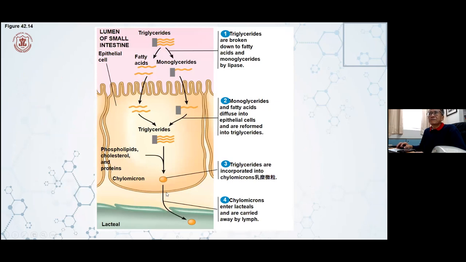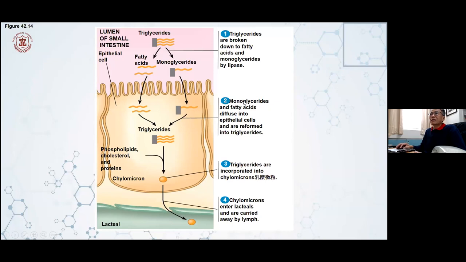So you can see here. The triglycerides are broken down to the fatty acid and the monoglyceride by the lipase. So this triglyceride can be broken down to the fatty acid and the monoglyceride. And then the small molecules, the monomers, can be absorbed by the small intestine. And then in the small intestine, in the epithelial cell, both of them will get together to form the triglyceride and form the chylomicron, into the lacteal, and move to the other parts of the body.